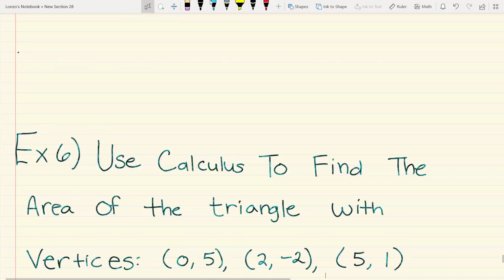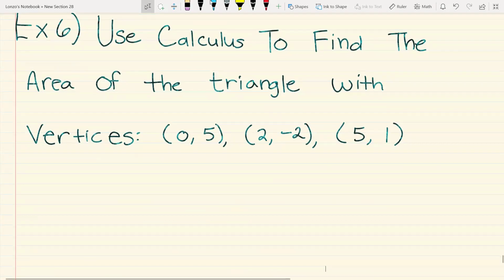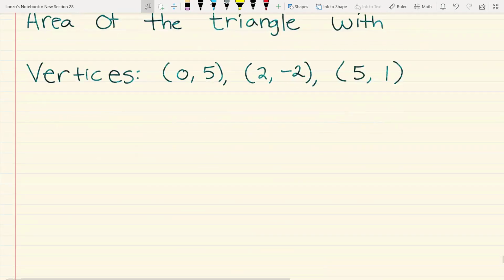Okay, here we go. Example 6. It says use calculus to find the area of the triangle with vertices (0, 5), (-2, 5), and (5, 1). So how would I do this? What I would do is draw it, right?